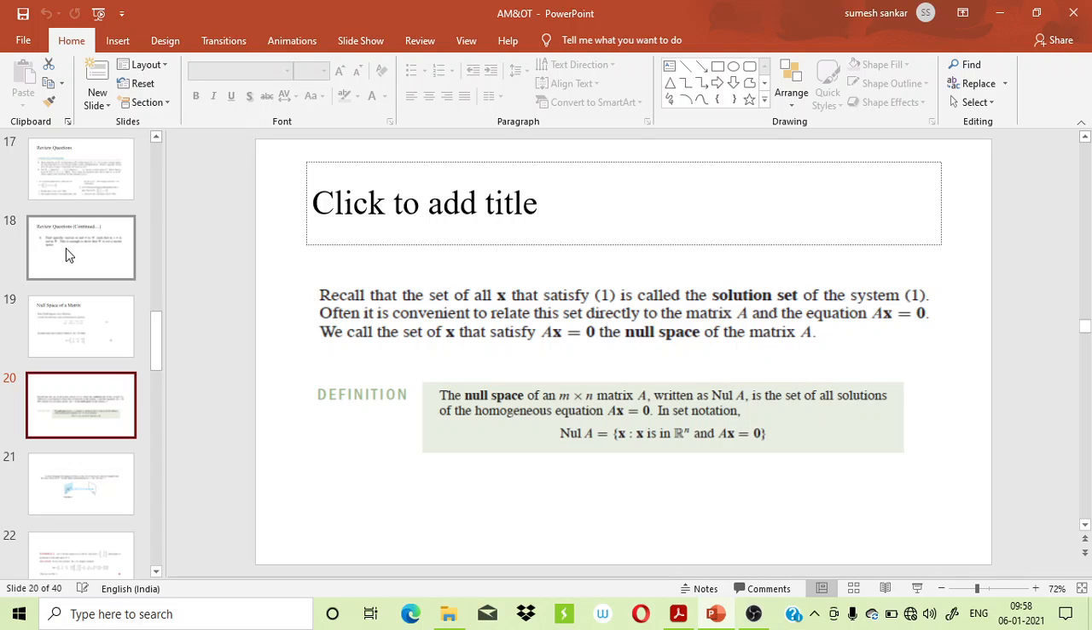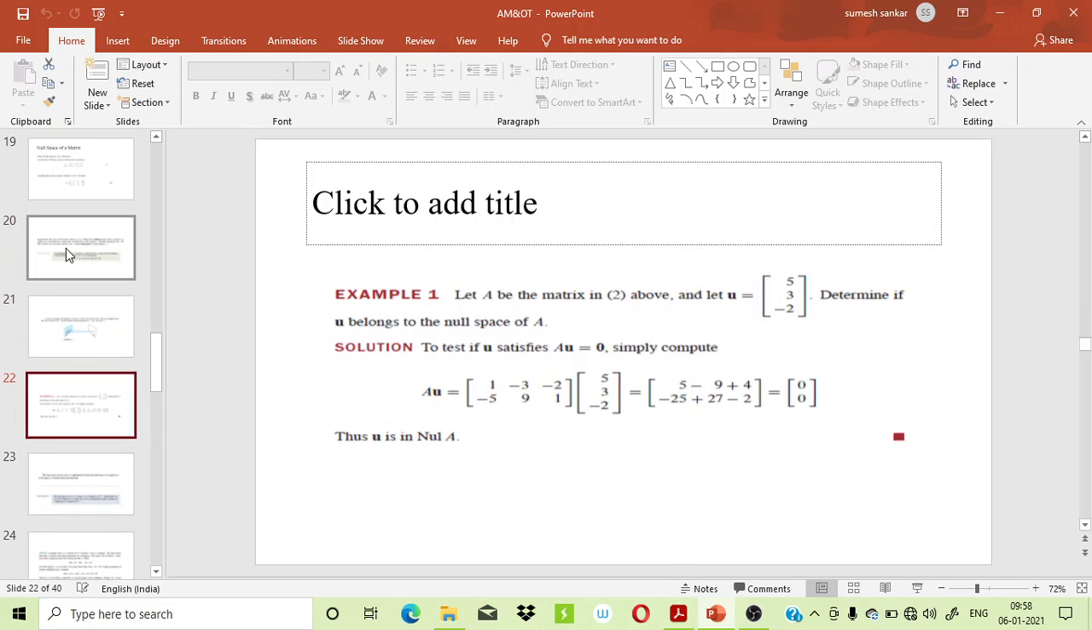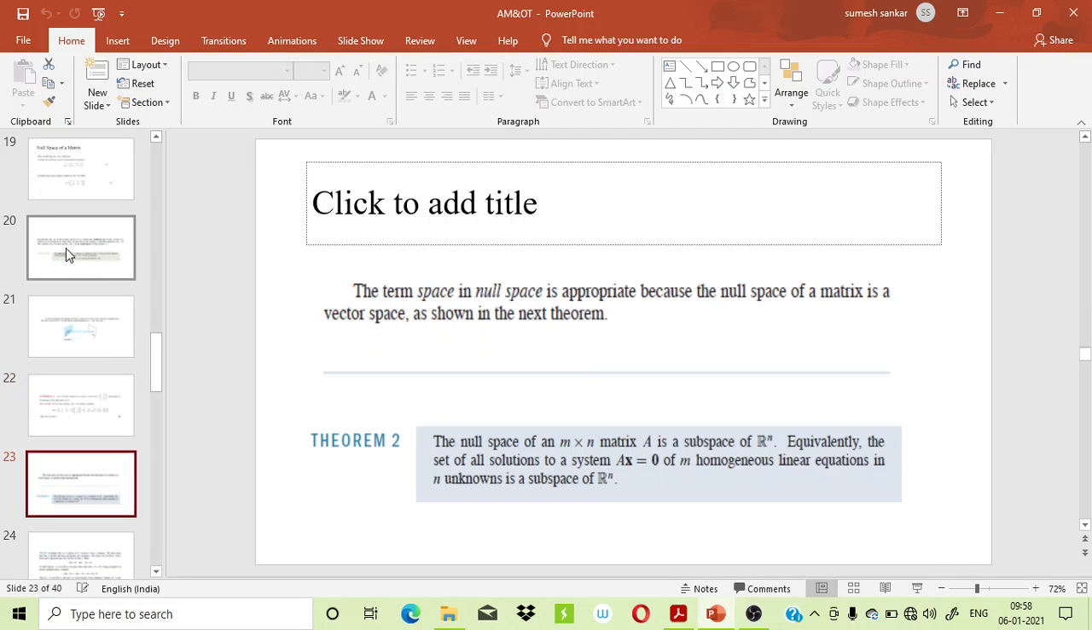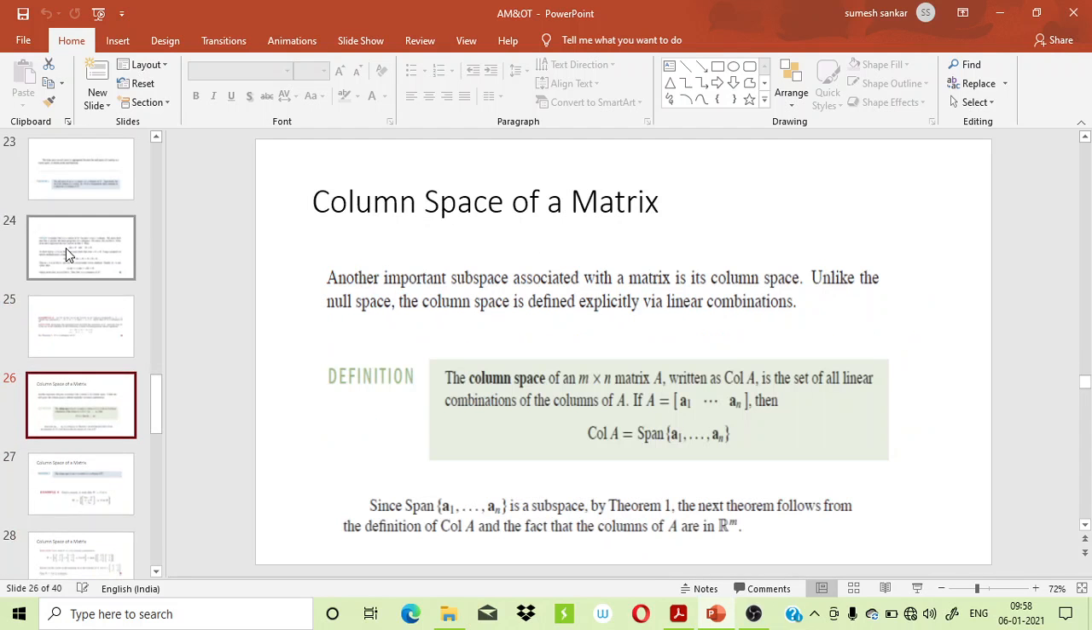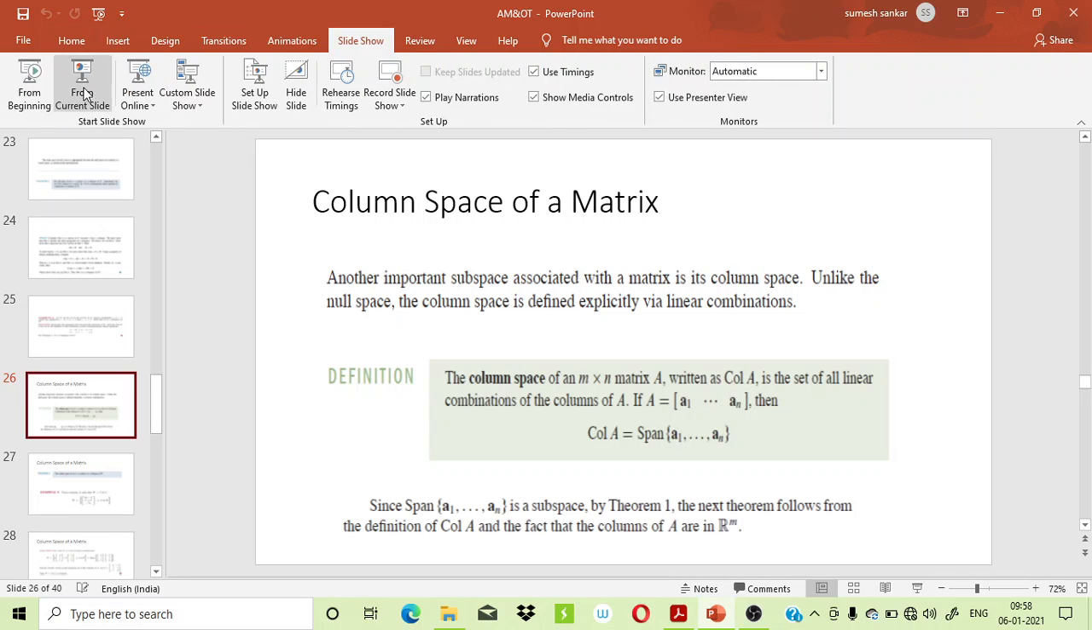We have a good discussion about what you mean by a null space of a matrix. Similarly, you can define another subspace for the same matrix A, which is known as the column space of matrix A.